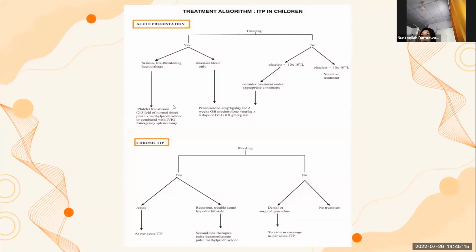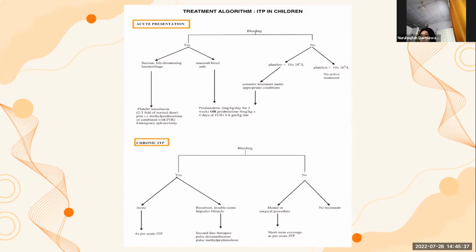So this is the summary of the treatment. Previously what I explained is more to acute presentation. So for chronic ITP in children, the management is mainly to allow the chronic ITP children to remit spontaneously as far as possible, because it can limit.